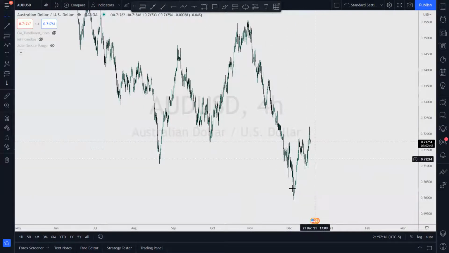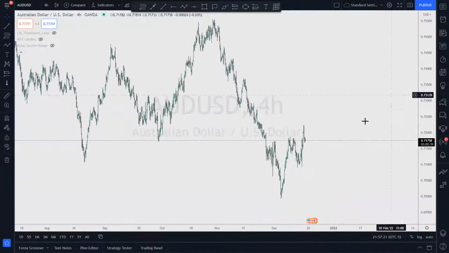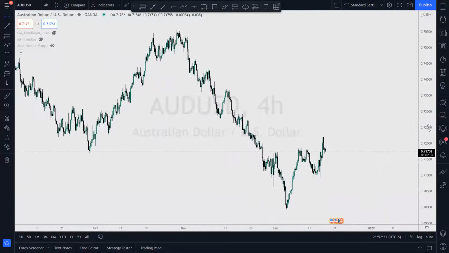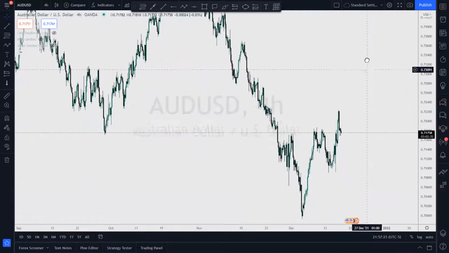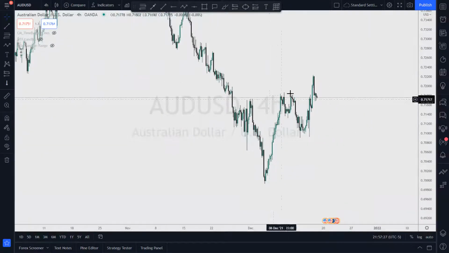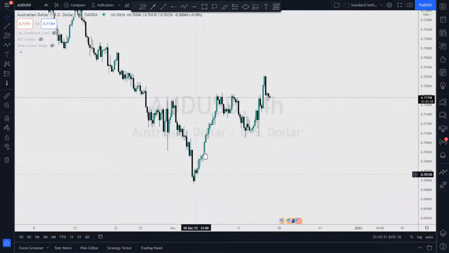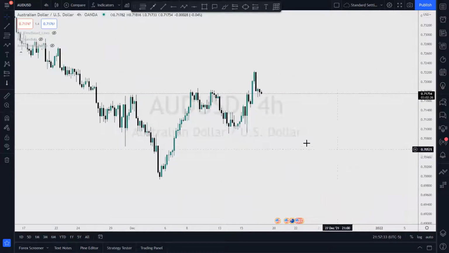And after this, what would we expect? Possibly a return to impulse, right? A return to impulse. So I'm looking for price to maybe make its way up. And after this V recovery here, we can see that price might be on its way to doing some things.